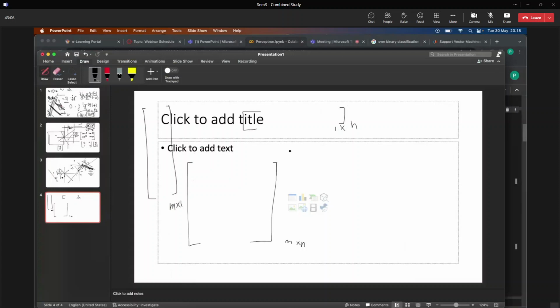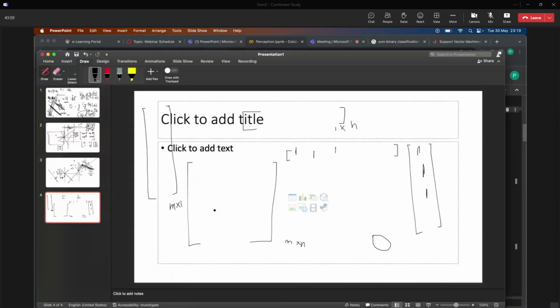But if I multiply this vector as 1 cross m, just the transpose of it, if I multiply like this, what do you think we get? We get this multiplied by this, we get a single value here. Because the first element will get multiplied with the first element, plus the second element with the second element in the second row, third element with the third element in the third row, right? And we will get a single value. This is the inner product.